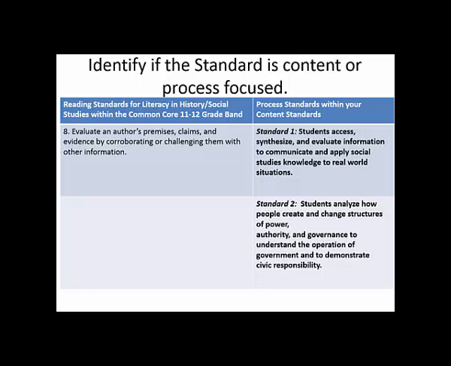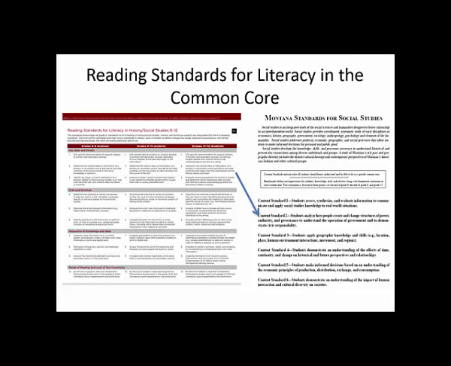Now I will take a look at standard number 2. Students analyze how people create and change structures of power, authority, and governance to understand the operation of government and to demonstrate civic responsibility. Reading standards for literacy in history and social studies, grades 11 through 12, number 2 states, students will determine the central ideas of information of a primary or secondary source, provide an accurate summary that makes clear the relationships among the key details and ideas.